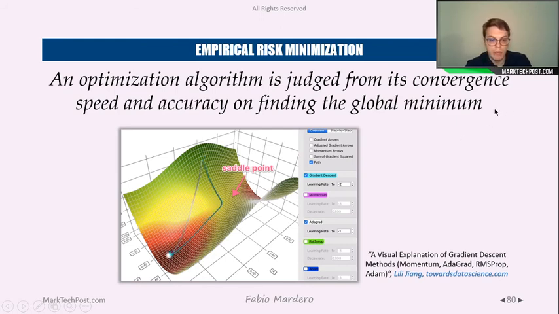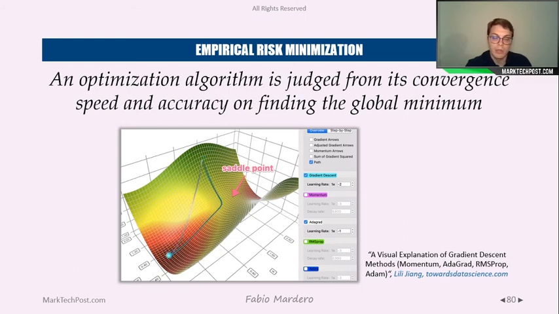But taking, for example, the several versions, a complex version of the gradient descent algorithm, we have to judge those algorithms. The two properties that an optimization algorithm should have are, first, the convergence speed should be as fast as possible to converge at a local or better an absolute minimum. And the second is the accuracy of finding the global minimum.